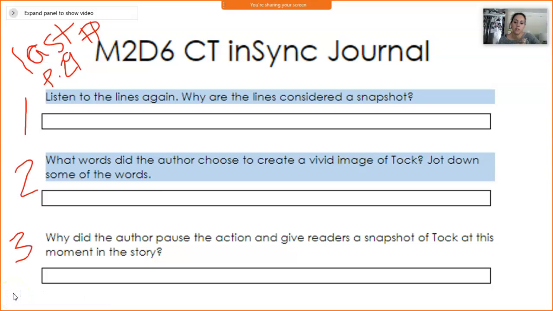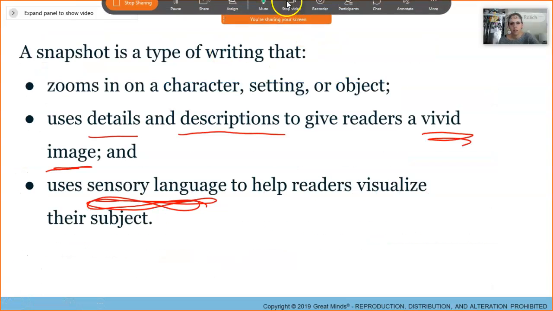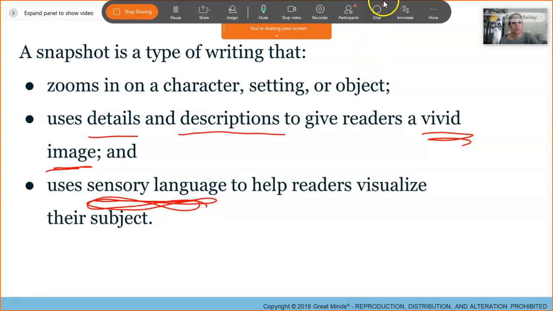Okay, so now that you've answered all 3, who can tell me why these lines are considered a snapshot? Think about what a snapshot is. So let's go back. Why is this considered a snapshot, Jules?